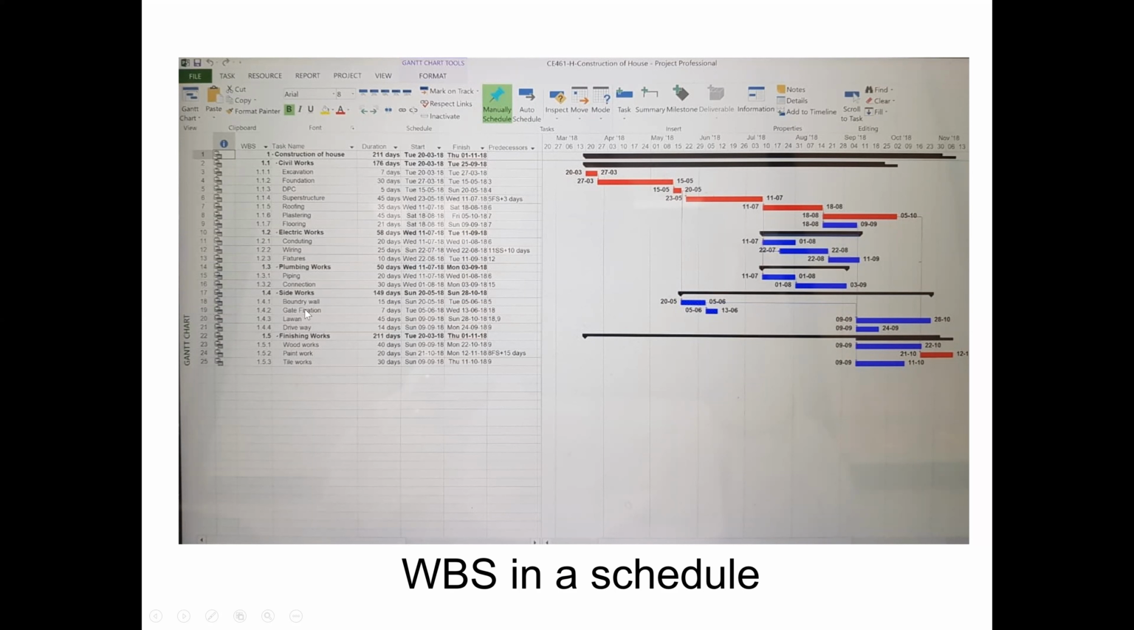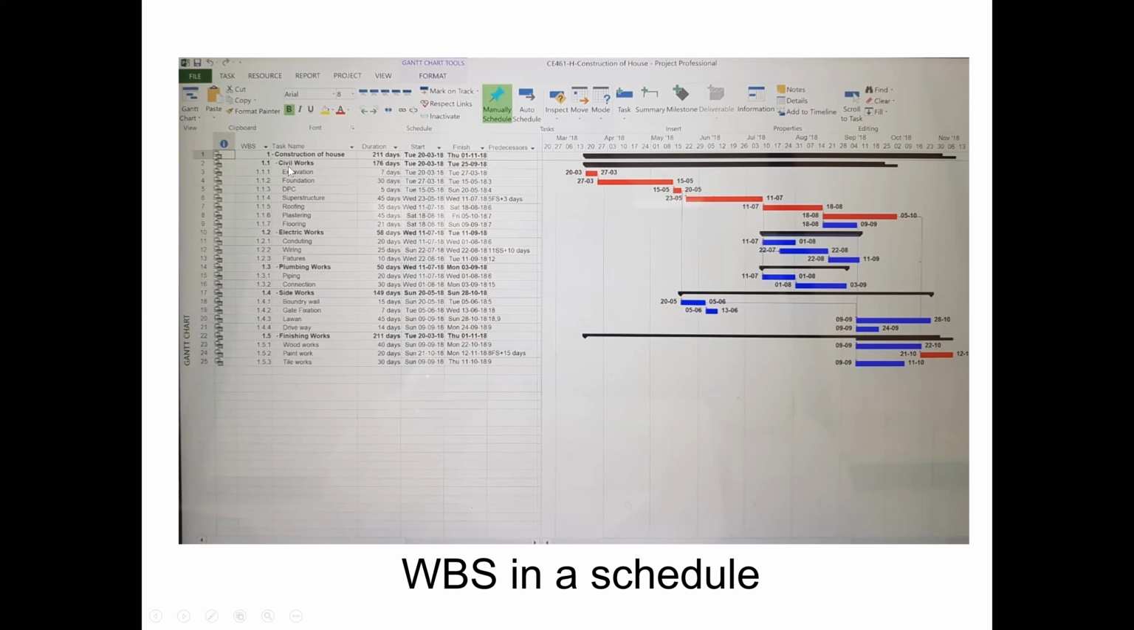Then they have side works: the boundary wall, gate fixing, lawn preparation, driveway. Then the finishing work: woodwork, paint work, or tiles in the kitchen or in the washrooms, over the flooring. So they split. Now you see what is meant by work breakdown structure. These civil works, electrical works, plumbing works, side works, and finishing works are the work breakdown structure.